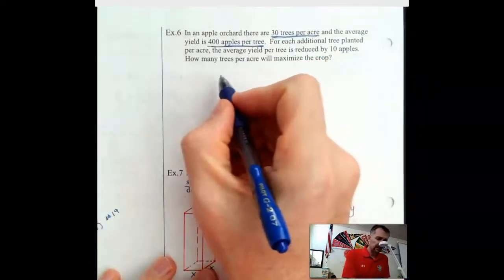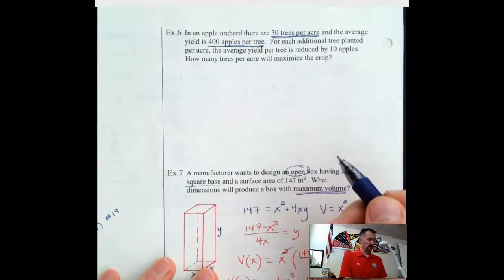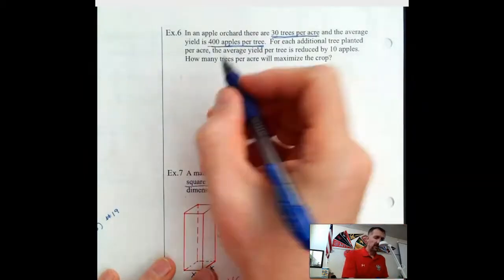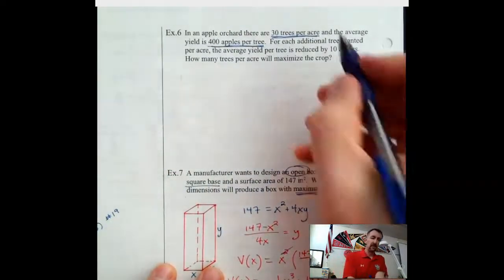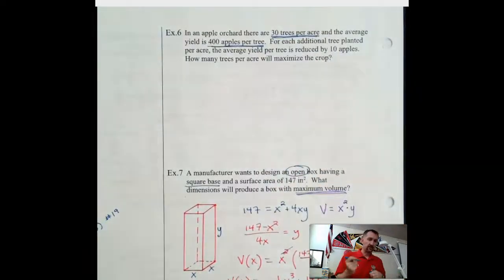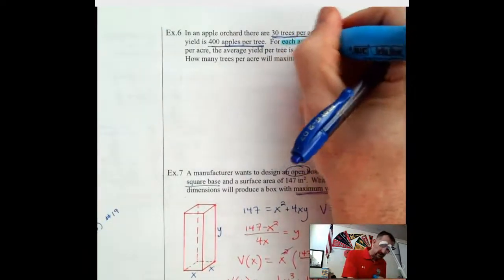So the question says, how many trees per acre will maximize the crop? So the trickiest part here maybe is deciding what the variable is going to be. So I think what I want to use for the variable is each additional tree.